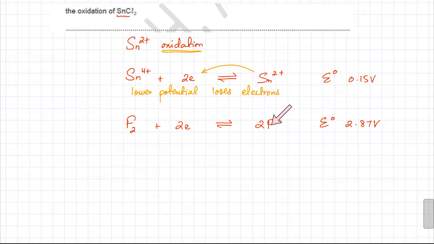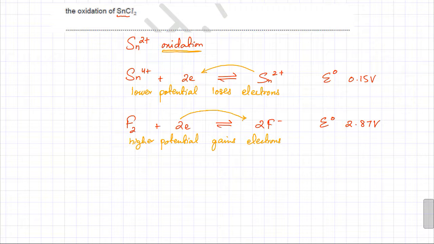So I've copied this equation over here, and this is the higher potential. Remember, the higher potential, or the positive potential, always gains electrons and gets reduced. So it's going to gain electrons in the forward direction. Between the two electrodes, this one is the lower potential, so it's going to lose electrons. This one is the higher potential, so it's going to gain electrons. I now need to construct an overall equation for the oxidation of Sn2+ ions.